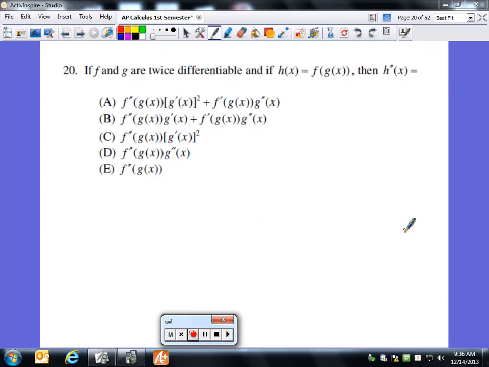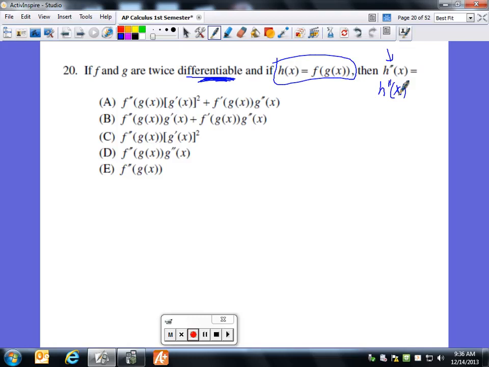Okay, so number 20 says if f and g are twice differentiable, that means it's not the second derivative. It's just saying that you're able to take up to a second derivative. Okay? And if h of x is equal to the following, then what is h double prime of x? I know that's a little hard to read, but that is looking for the double prime.